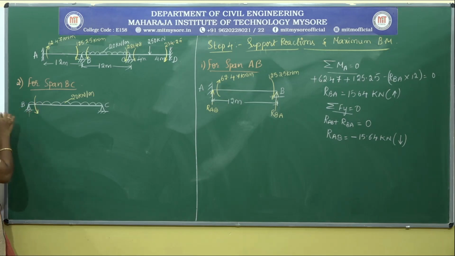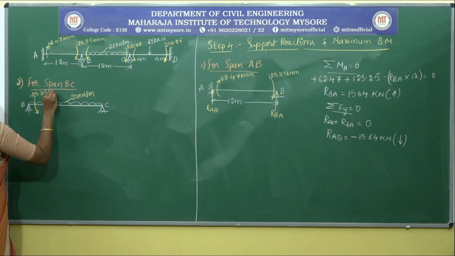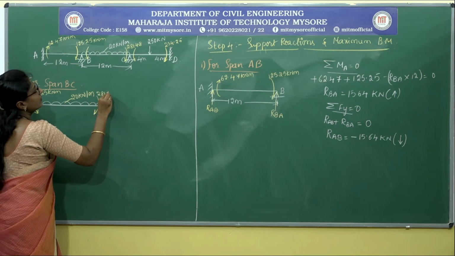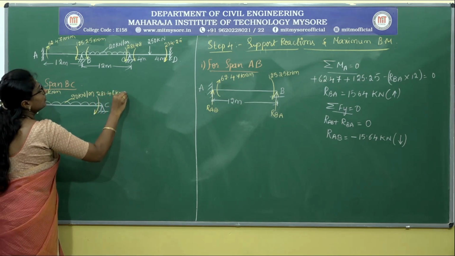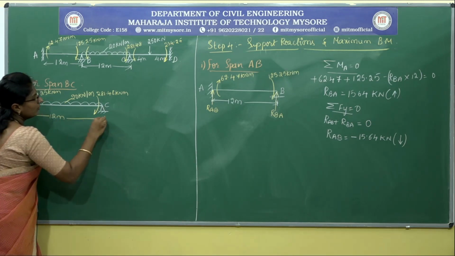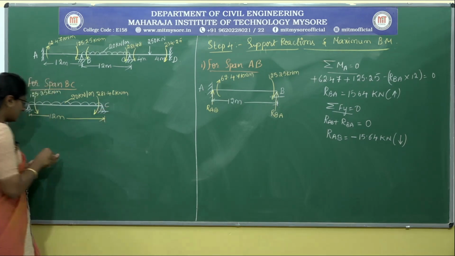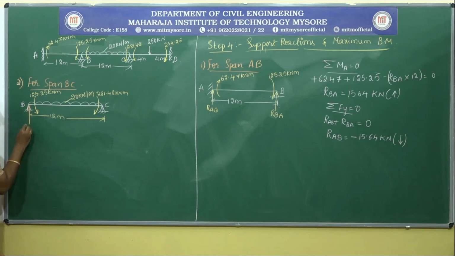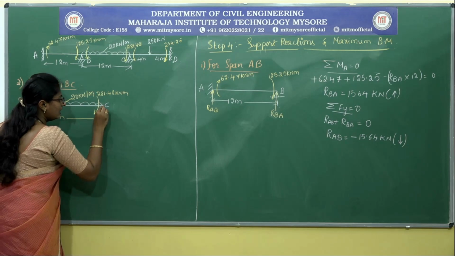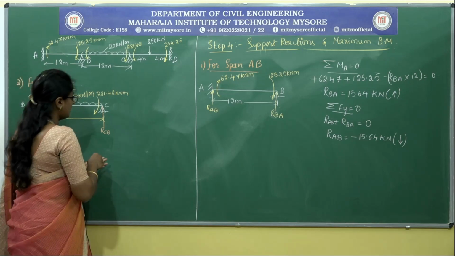The moment RBA is 125.25 kilonewton meter and at point C it is 181.48 kilonewton meter, acting at a span of 12 meters. Now for this span, again we need to calculate RBC and RCB.